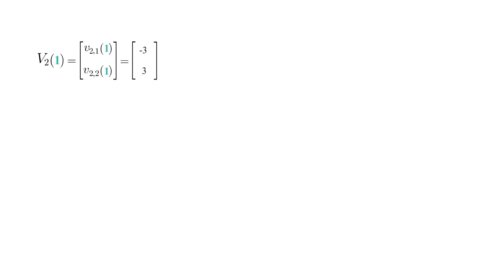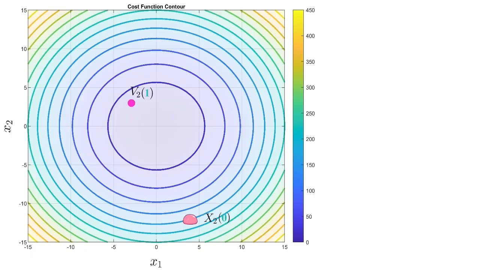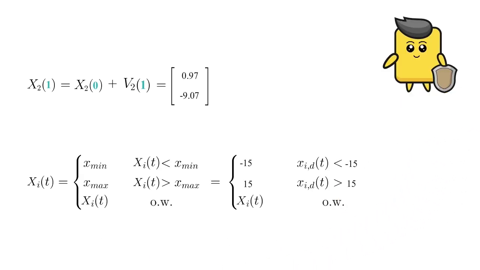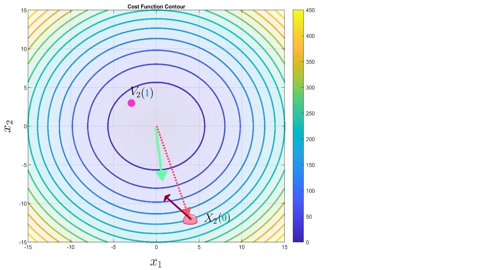After updating the velocity, it's time to update the position. The new position vector is equal to the previous position vector plus the updated velocity vector. This new value falls within the acceptable range of -15 to 15 and is satisfactory. So, the particle will move to this position. Now that we know the new positions of the two particles, let's move on to the third particle.